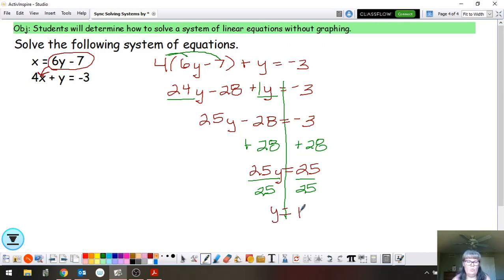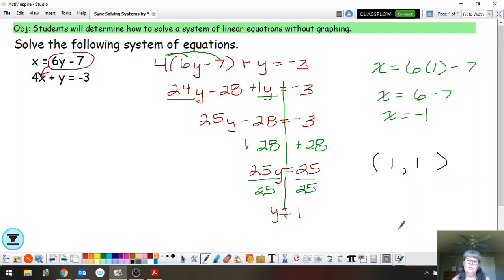So I'm going to take this y and I'm going to substitute it in the first equation because that's an x equals equation. So x equals 6 times 1 minus 7. So 6 times 1 is 6. Subtract 7 is negative 1. So the solution, now be careful here, we found y first and x second, so make sure you're paying attention to writing the ordered pair. X is first. Negative 1, 1 is our solution or our ordered pair to this system.